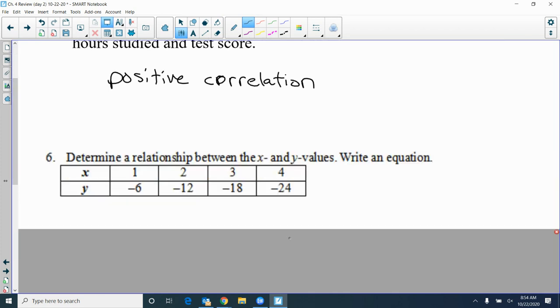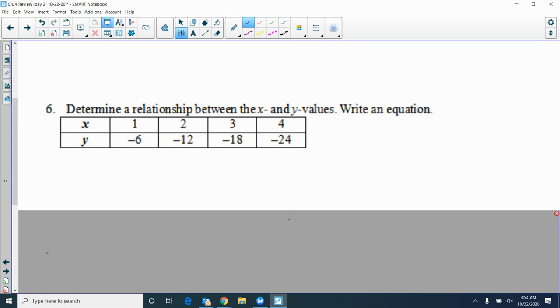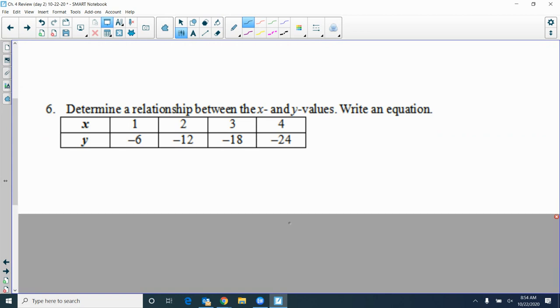All right, 6. Determine the relationship between the x and y values. Write an equation. You must, and some of you didn't do this on the homework, you must put y equals. You got to start with y equals. All right, take a look, see if you can figure out what the relationship would be. Okay, what would be the equation that matches those points?